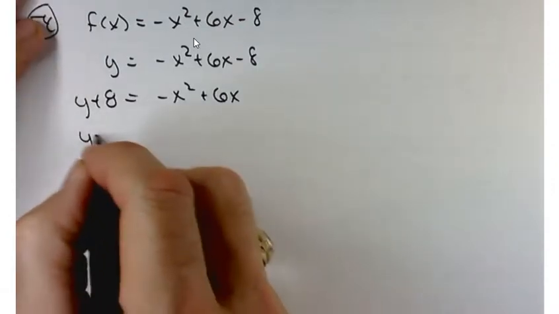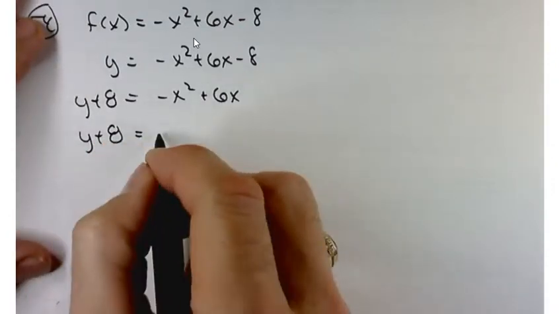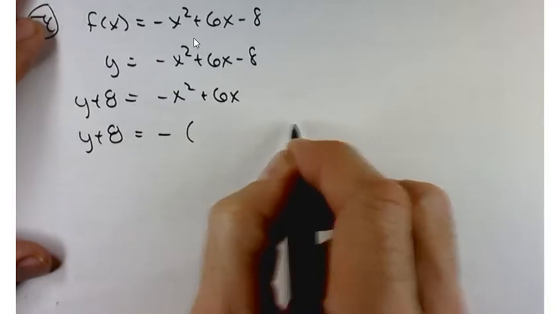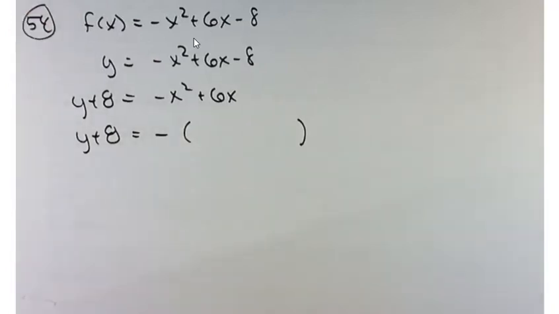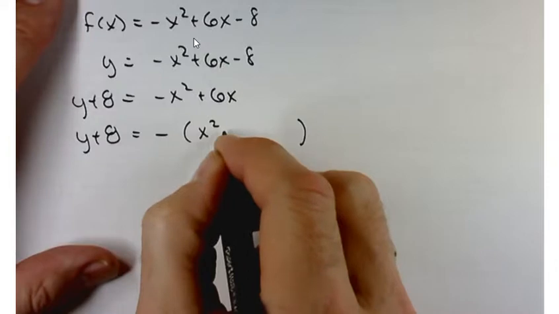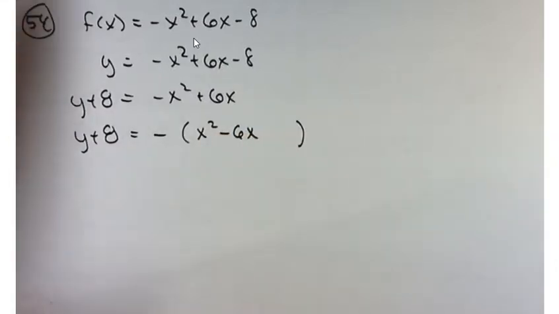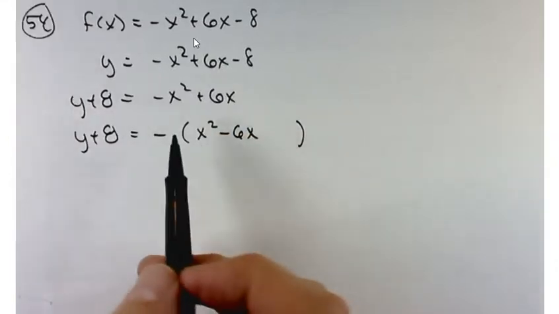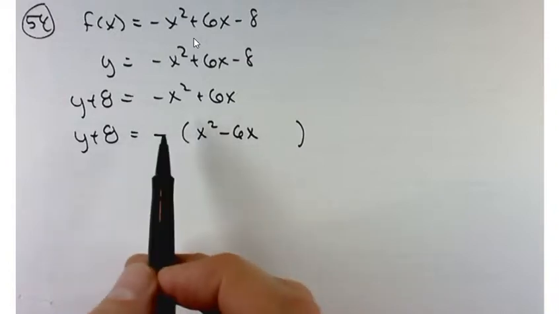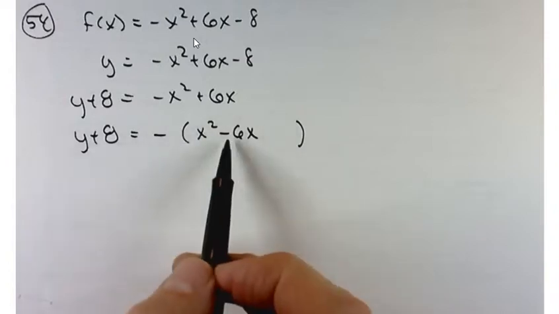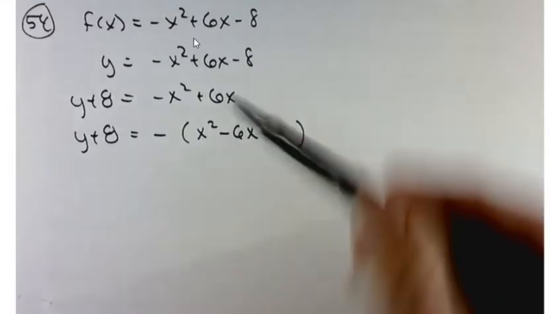And my suggestion would be to factor out that negative 1. So if I factor out that negative 1, and don't factor out the GCF, don't factor out a negative x, just factor out the negative 1. What's left inside? X squared minus 6x. Good. And you can check it by distributing. That would give me negative x squared, and then negative times a negative is a positive 6x. So these two things are equivalent.